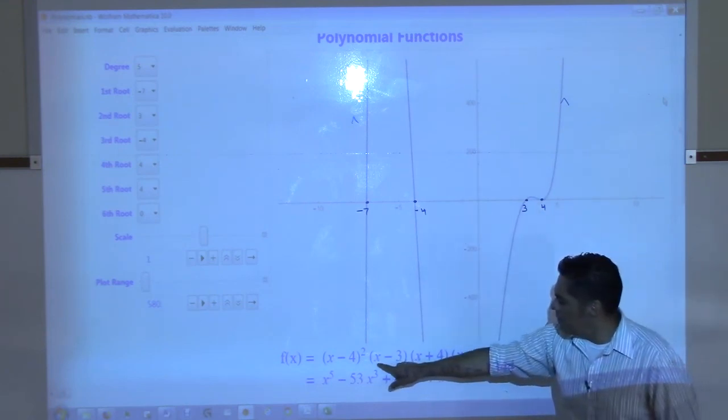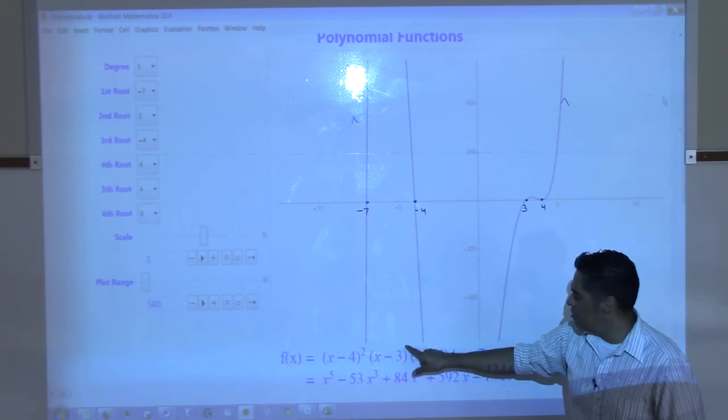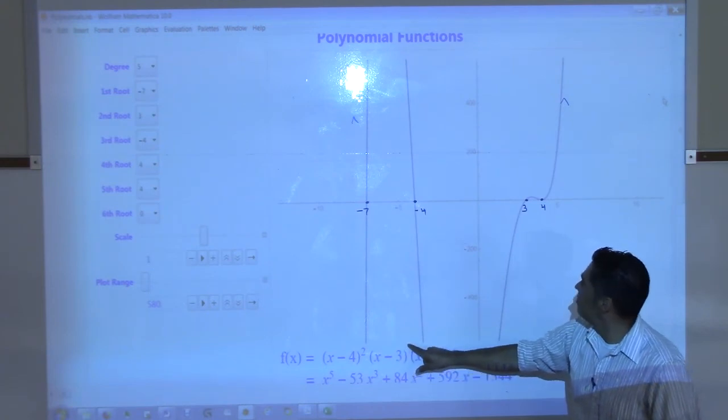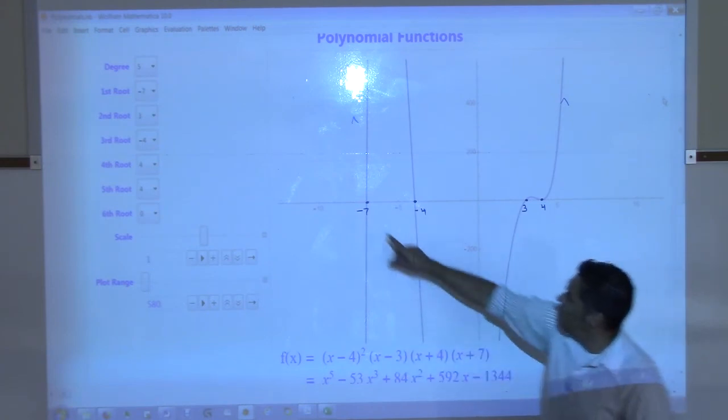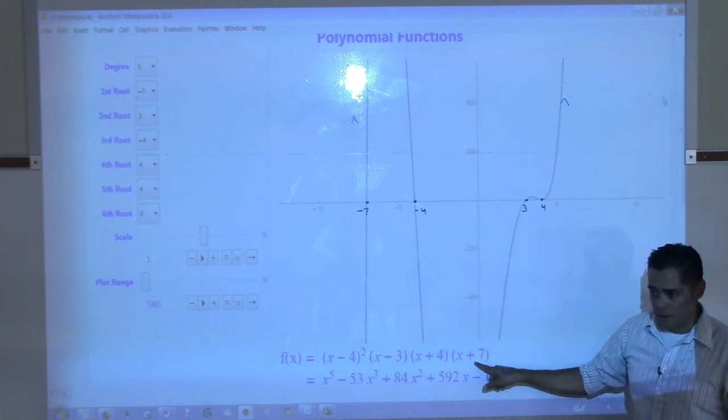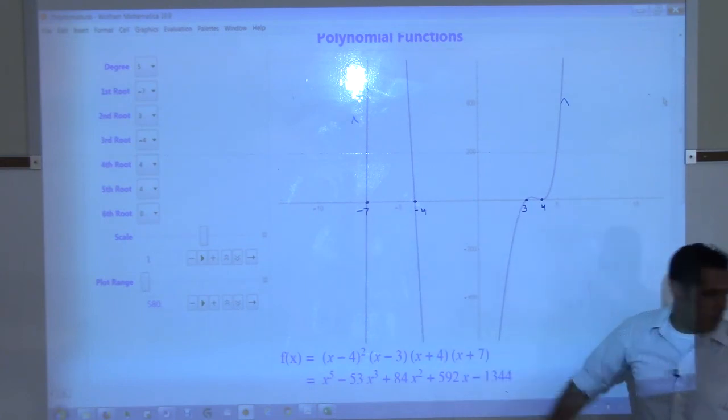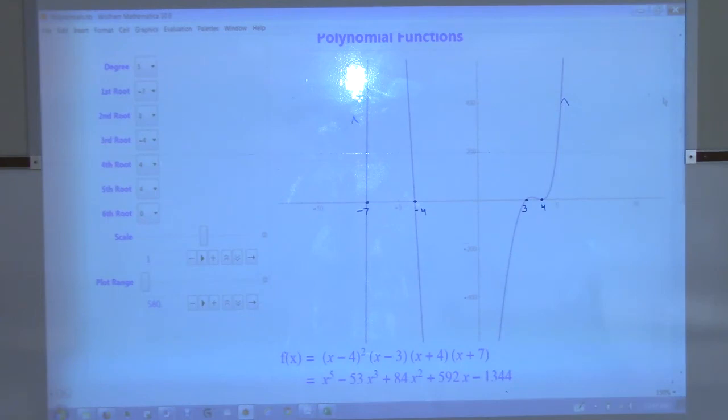How about if I square this one? All right? I'm going to square this one. And I want us to, well, you know what? I'm not going to mess with it. I'll do this one, 7. I'm going to square that one, all right? So I'm going to square it, and let's see what happens. What's going to happen to my degree? It's going to go up, right?